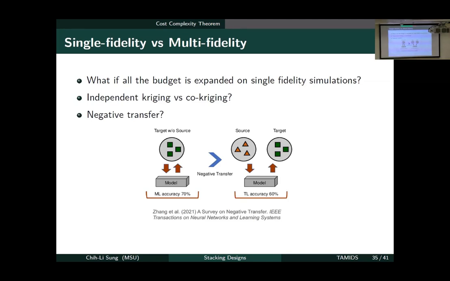So this is saying that, if I have some target data, and I'm doing some classification approach, I can get an accuracy of 70%. But if you bring in another dataset, which they call the source data, and do this classification method together, you can actually worsen your result. The accuracy actually decreases from 70 to 60%. So this is often called negative transfer, and it has been very popular in the machine learning literature.